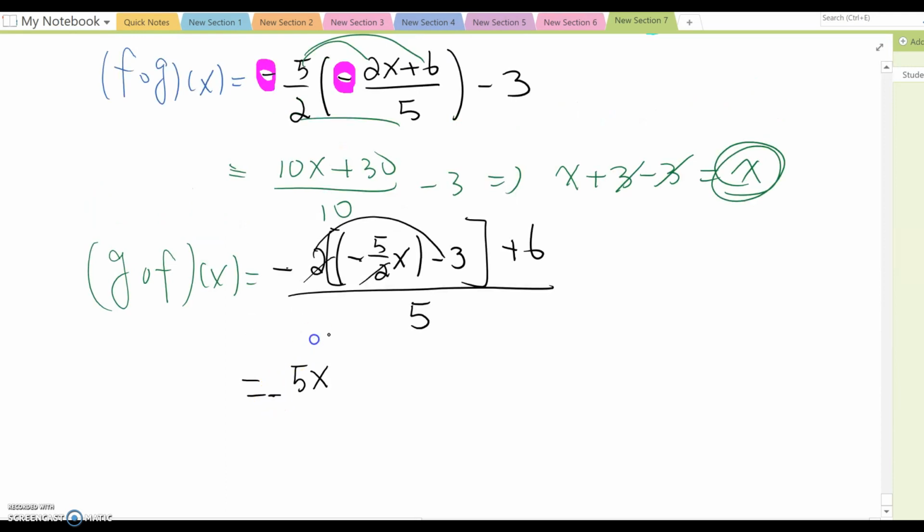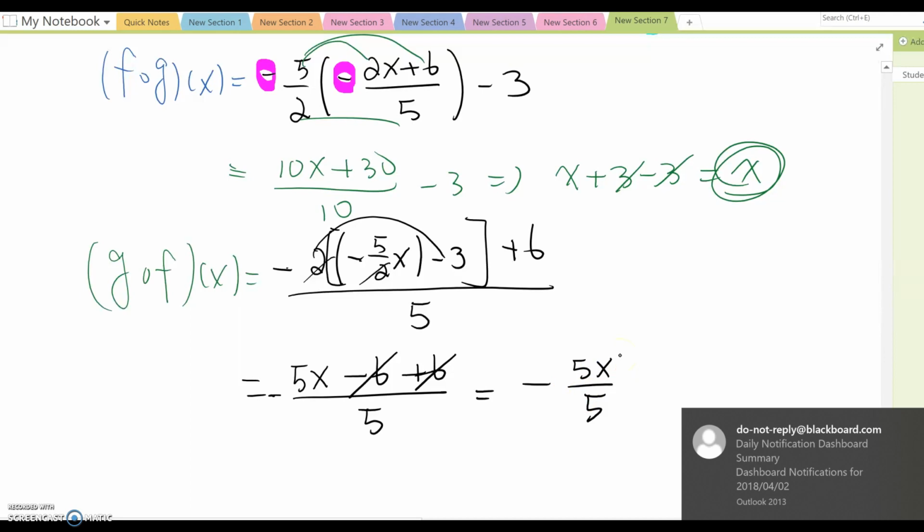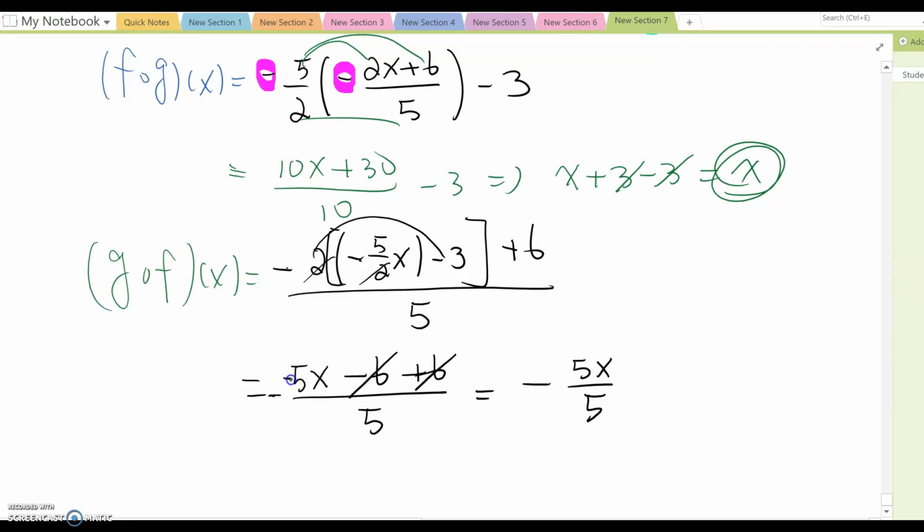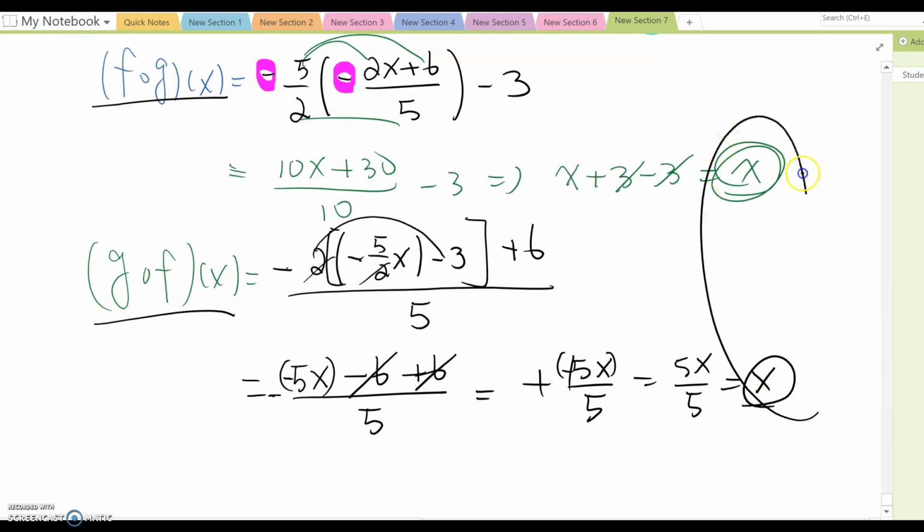negative stays outside, and then take 5x minus 6 and plus 6 over 5, and it is canceled out to become negative 5x over 5. And in this case, now, before it was minus 5x, by the way, so it becomes plus 5x over 5, so it becomes x here. So as you see, either f of g(x) or g of f(x), we both got x here. Therefore, we can also verify f and g are inverse functions of each other.